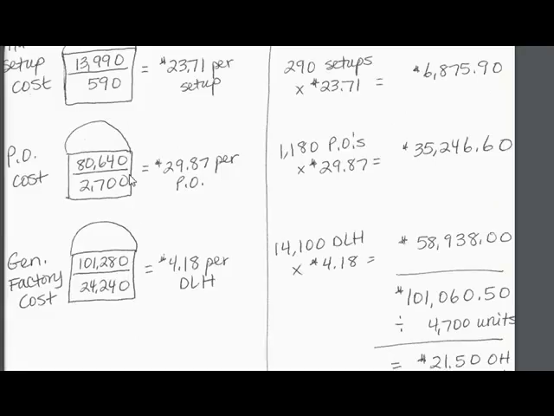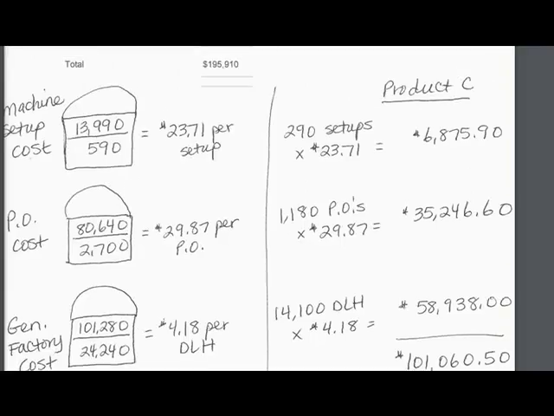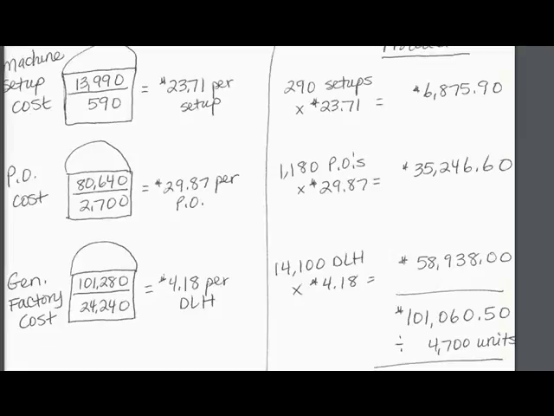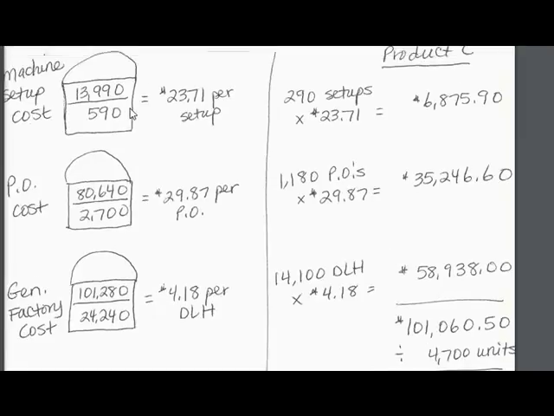So we can see down here, we're putting $13,990 of the overhead into a machine setup cost bucket, another $80,640 into a purchase order cost bucket, and another $101,280 into a general factory cost bucket. And rather than using just one activity measure in the allocation base, I'm choosing a logical activity measure, a different one, for each bucket of overhead costs.